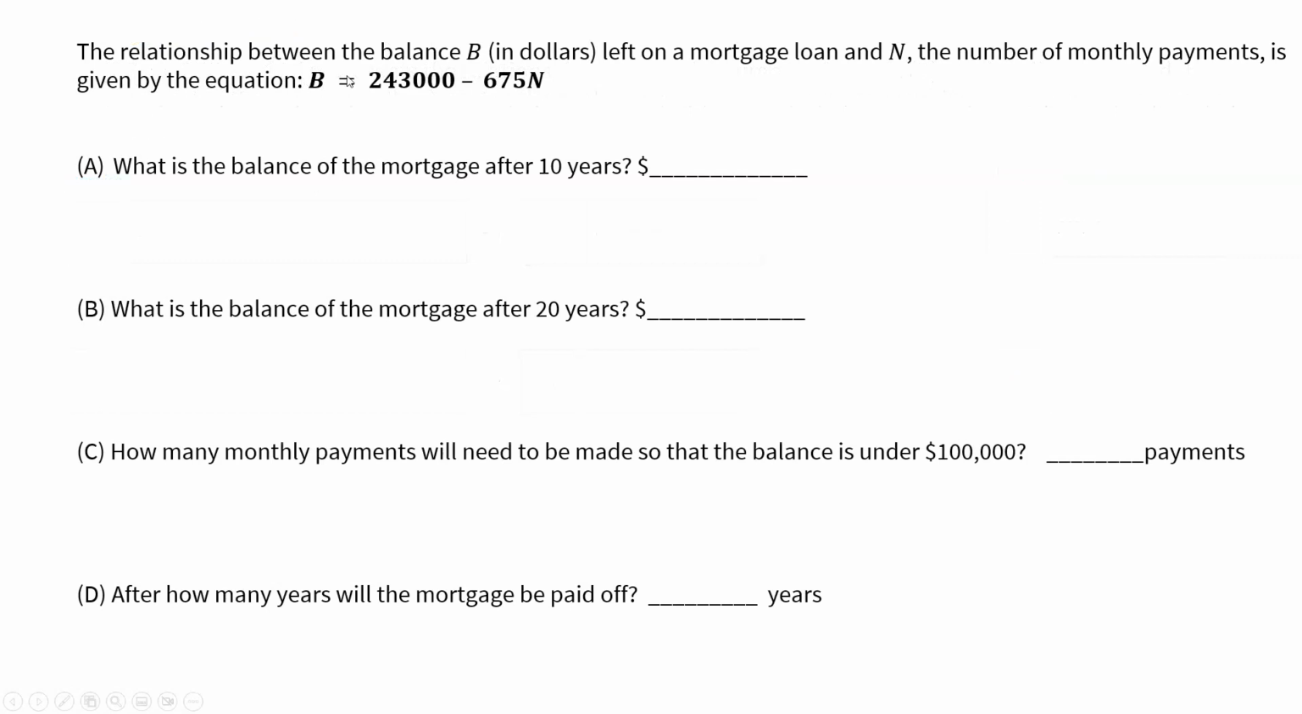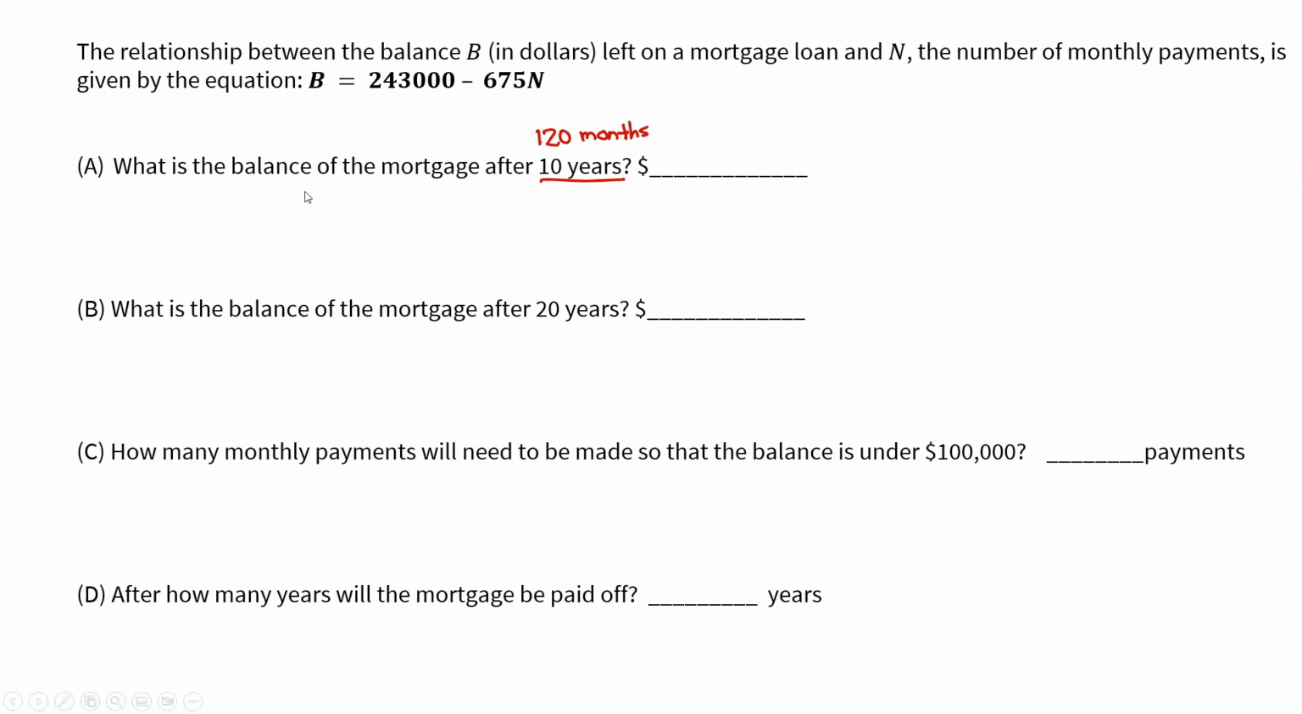And here, the relationship between the balance B in dollars left on a mortgage and the number of monthly payments is given by this equation. So B is how much you owe still, N is the number of months. And one of the things you have to keep in mind is that sometimes you will have situations like this, but then they give you a situation where they're mentioning years. Here, 10 years is the same thing as 120 months. Just multiply that by 12. So this is the value that you're being given for N.